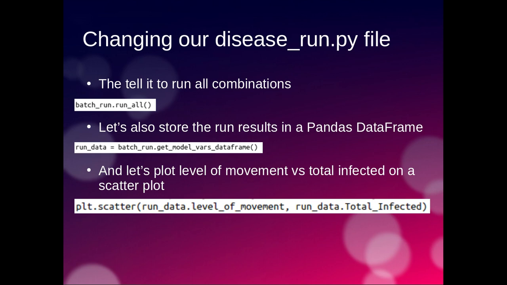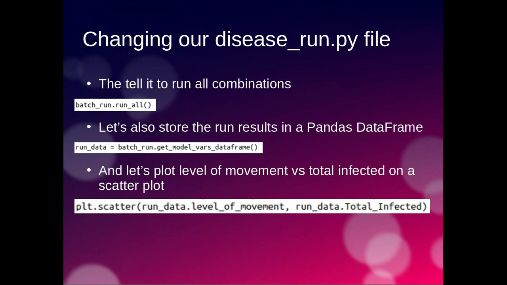And then once it's done that, let's store the run results in a pandas data frame, because that'll make it nice to explore. So we can say run data, which is what we're going to call our pandas data frame, equals batchrun.getModel vars data frame. That beautiful single line of code will do all this for us, so it'll automatically put the results into a pandas data frame for us.